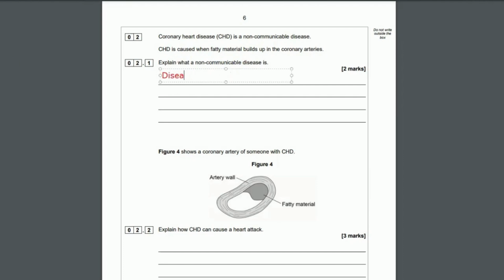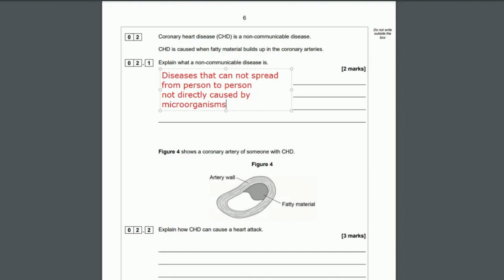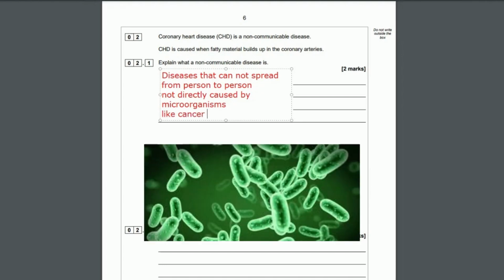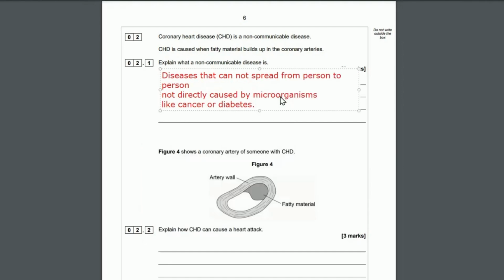Diseases that cannot spread from person to person, not directly caused by microorganisms. And I might give an example here because I want to get all 2 marks, and I'm not sure whether the 2 marks are for diseases that can't spread, and microorganisms might be the 2 marks, or they might want an example. So I'm going to say like cancer or diabetes, just so the examiner knows I know exactly what I'm on about.